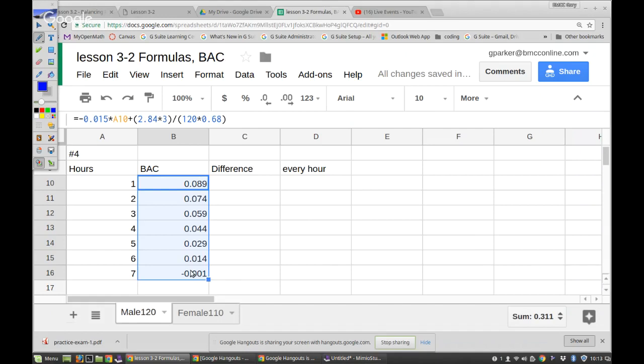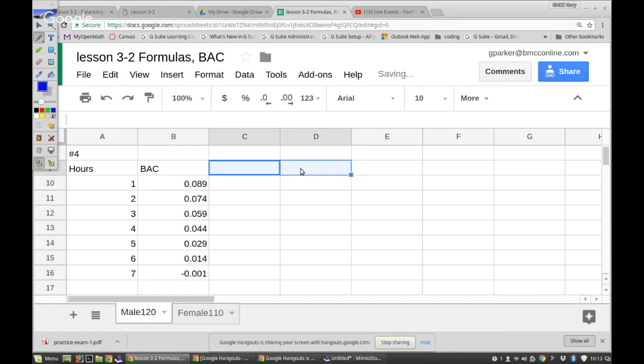As far as the difference in every hour thing, that was just something I was playing with yesterday. We really don't need that here, so I'll get rid of that for now. I started a tab for the female, but that's not part of this. You don't have to turn that in, but I'm going to use that anyway to answer some questions later on. So any questions on getting the 120-pound male spreadsheet going?